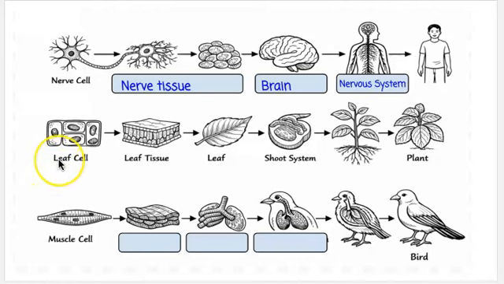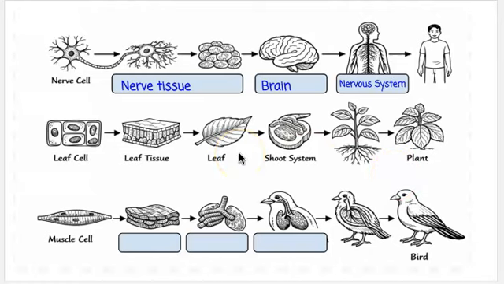So we have leaf cells that form leaf tissue. The leaf tissue forms the leaf, which is an organ. The leaves work together in the shoot system, so how water is being uptaken. And finally, all the systems work together to make the whole plant.